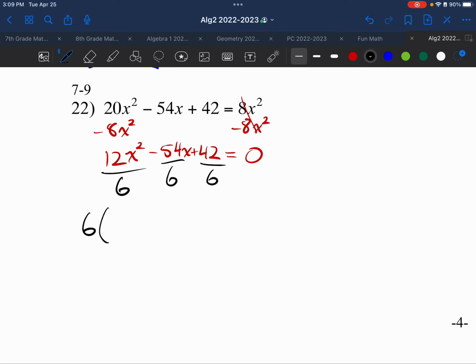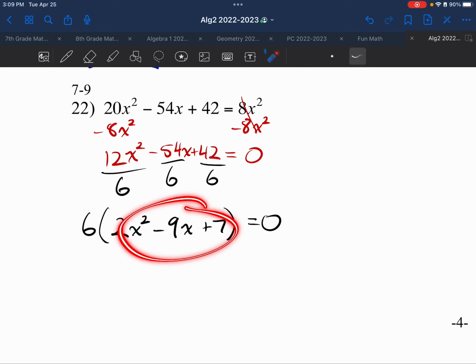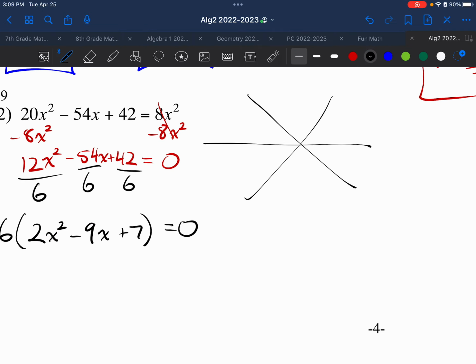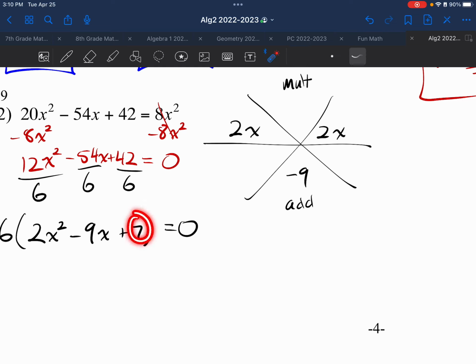So if I factor out a 6, I'm left with a 2x squared minus 9x plus 7, and that's set equal to 0. And then I'm going to factor this with an advanced ninja star. Advanced because I have a leading coefficient other than 1 here. So here's my advanced ninja star, 2x and 2x. That's my mistake from my last problem. I'll avoid that mistake right now. They need to add together to get -9. They need to multiply to get, again, 7 times 2 is 14.